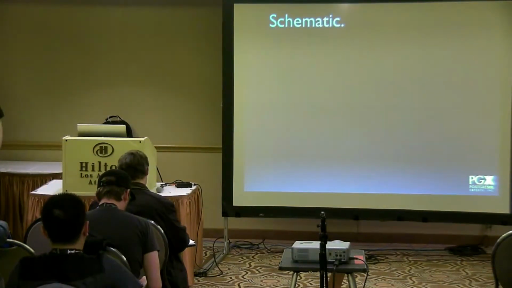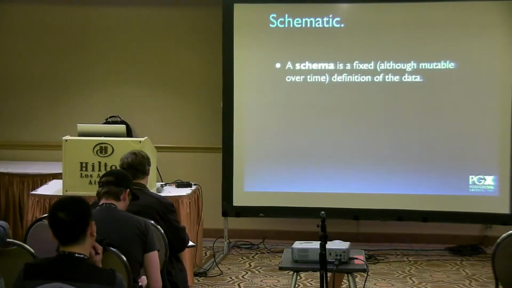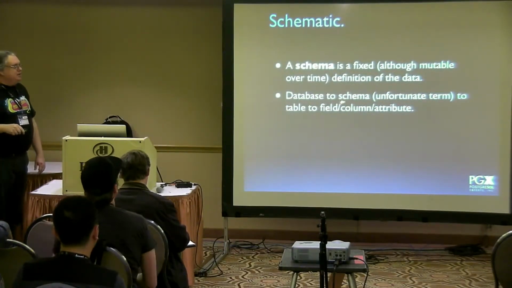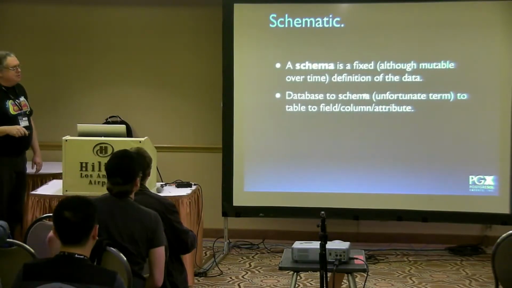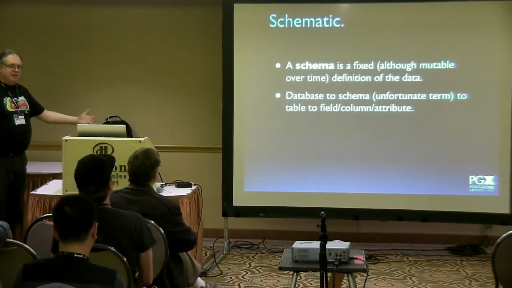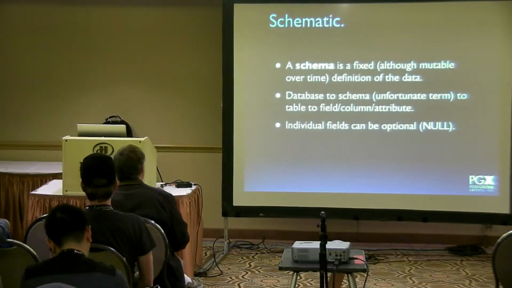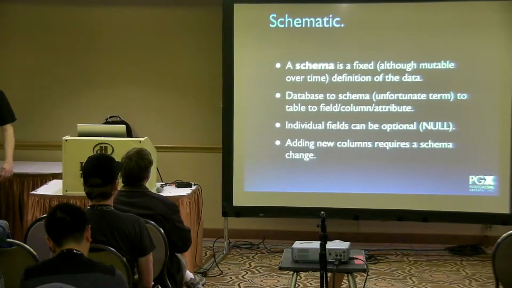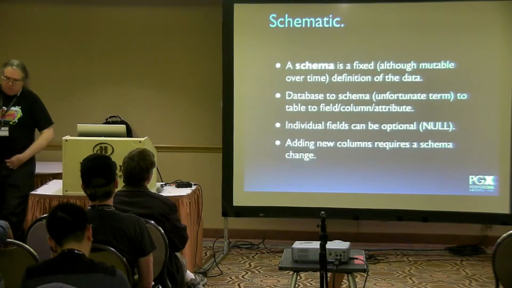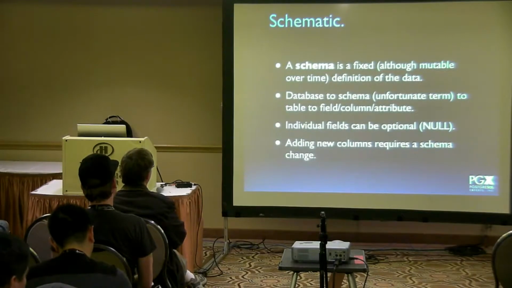So having just said that, what's a schema? It's a fixed, though mutable over time, definition of the data. In Postgres you have databases which contain schemas, which is a really unfortunate term since now we're using schema for two different things, to tables, to fields, columns, attributes. And you define that. That's the way the data is. You can have individual fields that are optional, like nulls, but adding a new column, you have to go and change the schema, and that requires a certain amount of pain. Sometimes an extremely small amount of pain, sometimes a huge amount of pain, but the pain is never quite zero. It may asymptotically approach zero, but it's never zero.